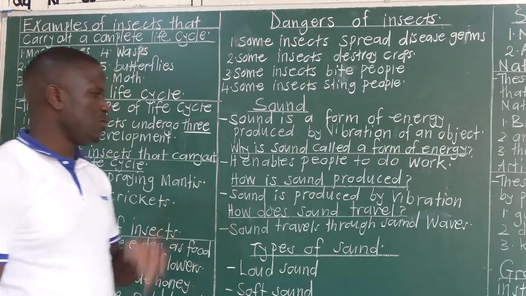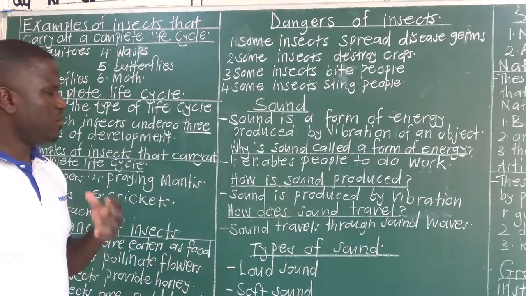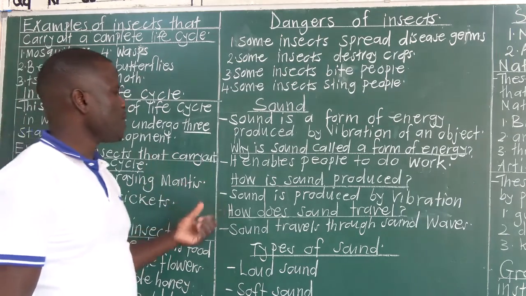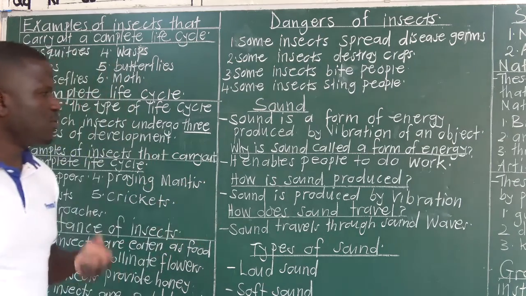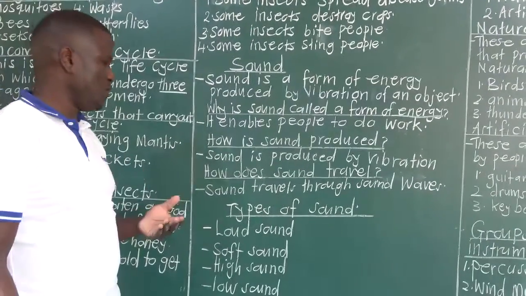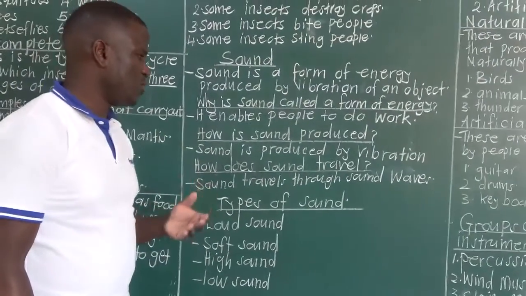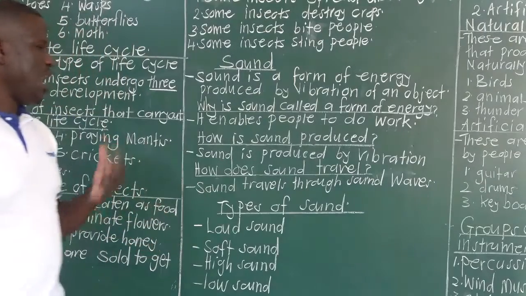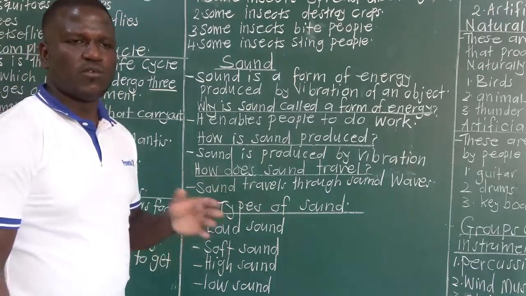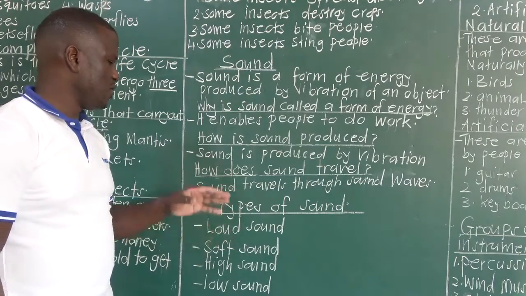How is sound produced? Sound is produced by vibration of an object. If I take you back to the definition of sound, we said sound is a form of energy produced by vibration of an object. So if they ask you how sound is produced, you simply say sound is produced by vibration. Then how does sound travel? Sound travels through sound waves.